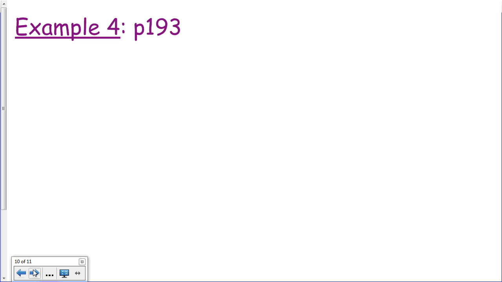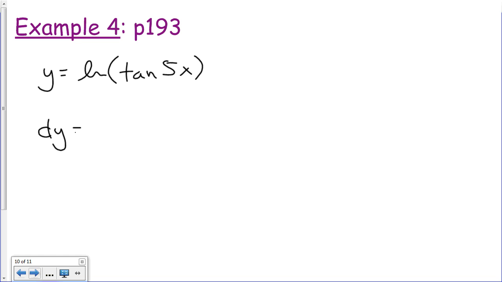It says if y is equal to the natural log of the tangent of 5x, they want us to find out what dy is equal to again. Find the differential of y. So again, to find the differential of y, they're not asking for y prime. They're not asking for dy dx. They're asking for just dy.